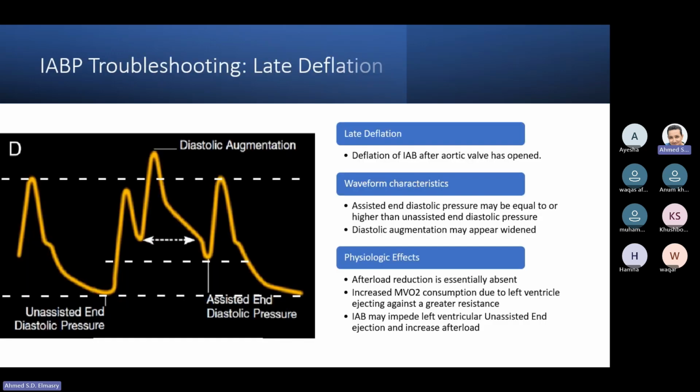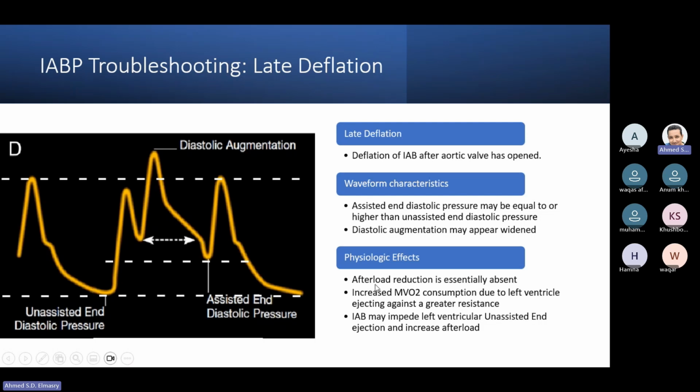Going to the last abnormality, which is the late deflation. Late deflation means that the intra-aortic balloon was kept inflated for a longer duration during the diastole and started deflation very late, after the opening of the aortic valve. So probably the deflation of the intra-aortic balloon happened during the systolic part of the cardiac cycle. So this will lead to more prolonged diastolic augmentation, which might happen during the systolic phase.